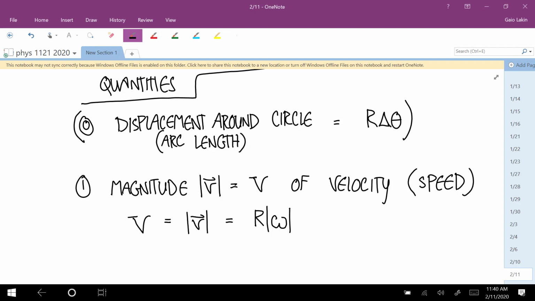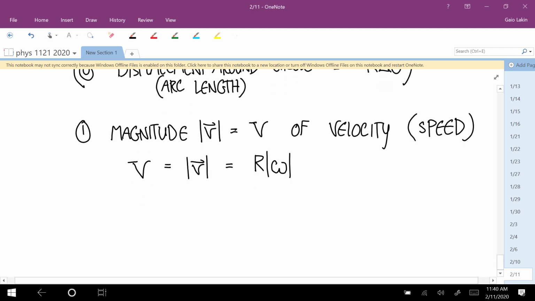Okay, so this is always positive, so it does give you the magnitude. It doesn't give you the direction. The direction you have to get from the sign, from that intuitive understanding. The second one is the magnitude of the centripetal acceleration.